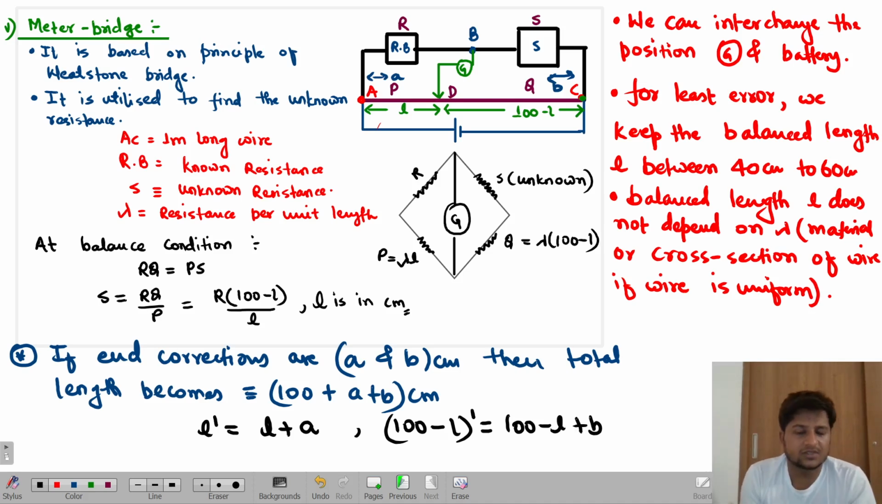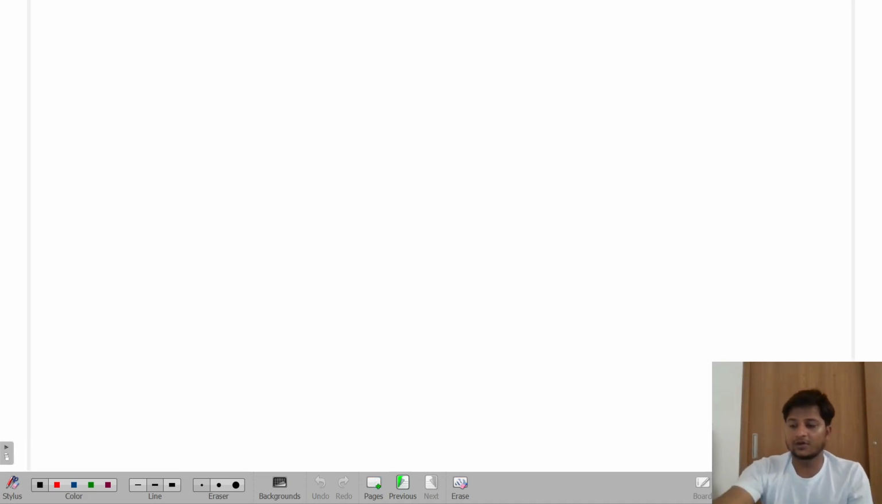Now, the question arises, why only 100 centimeter we use? The reason for this is, as we use the longer wire, errors decrease, sensitivity increases. Are you able to get me or not? So we will not use less than 100, but we can use more than 100 definitely, and this will give you much more accurate results. Yes, so this is why potentiometer was developed. Okay, so can we do some questions?